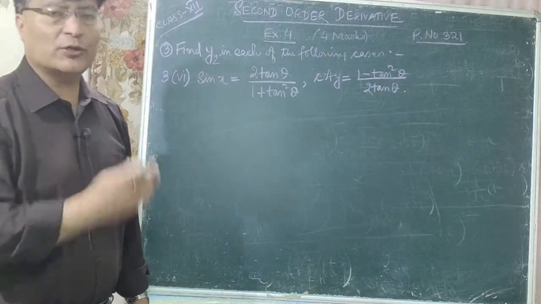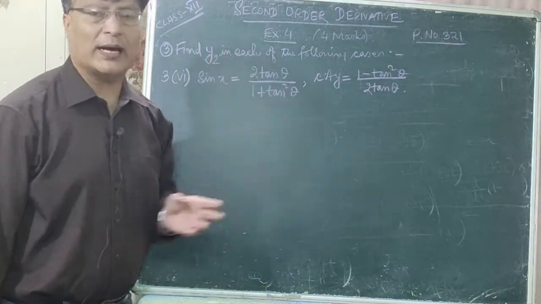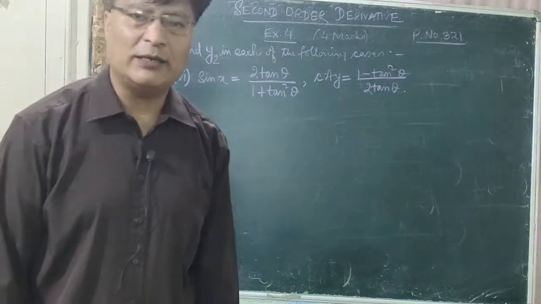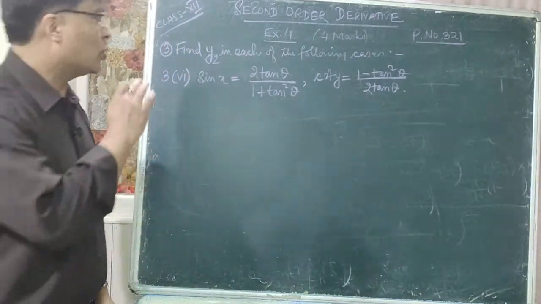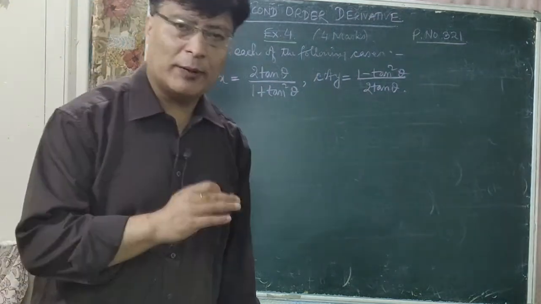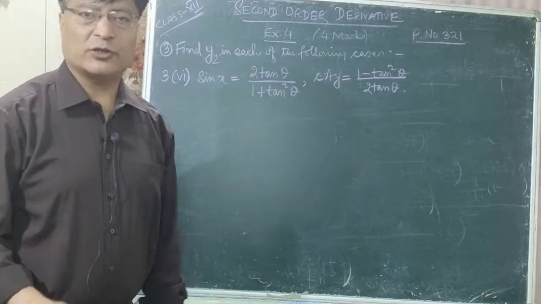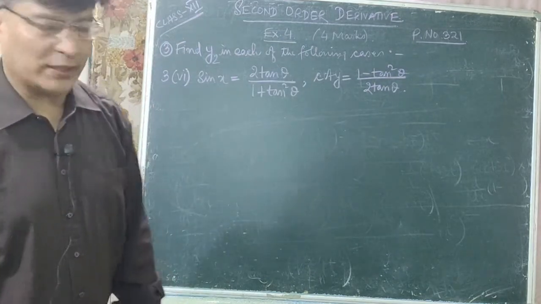So this is also a parametric equation. That is, both the variables x and y are expressed in terms of a third variable theta. Okay. So in order to differentiate both these equations, you have to use the formula in this case from inverse circular function or from trigonometry, right?